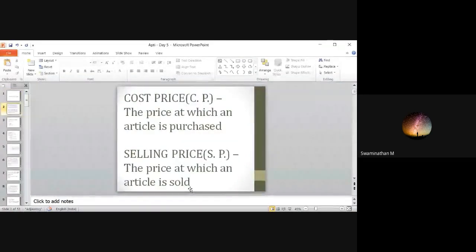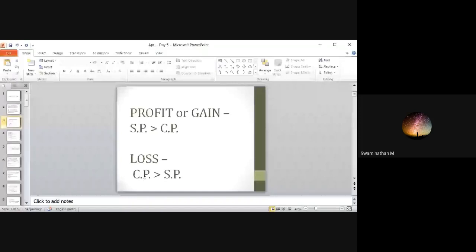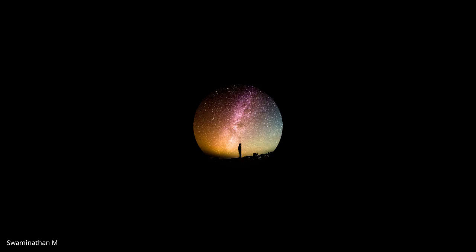So I hope you know what is cost price, selling price. Cost price, the price at which an article is purchased. Selling price, the price at which an article is sold. And profit or gain: you will have profit or gain if selling price is greater than cost price, and loss if cost price is greater than selling price. These are very basics, guys. You should know this.